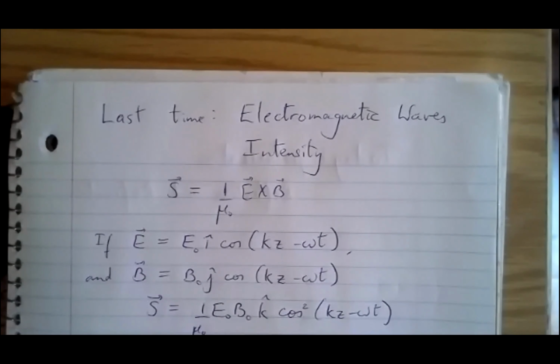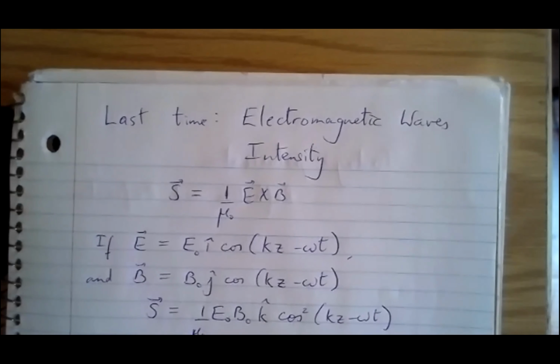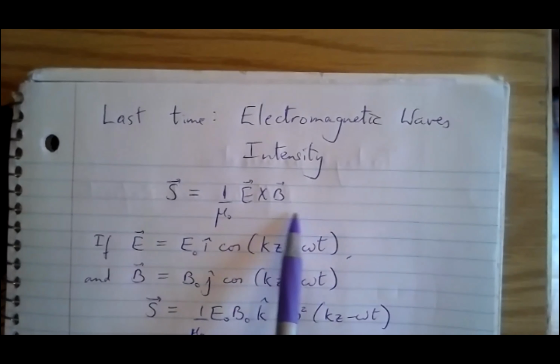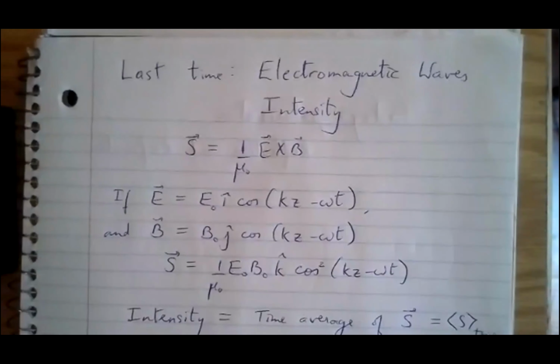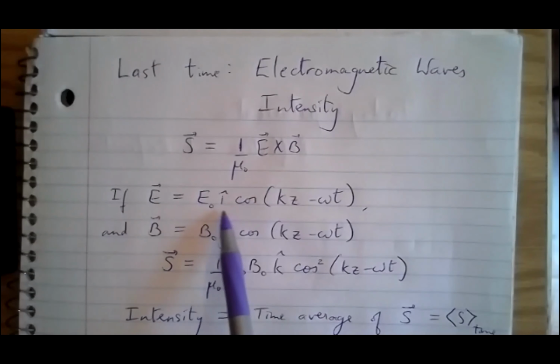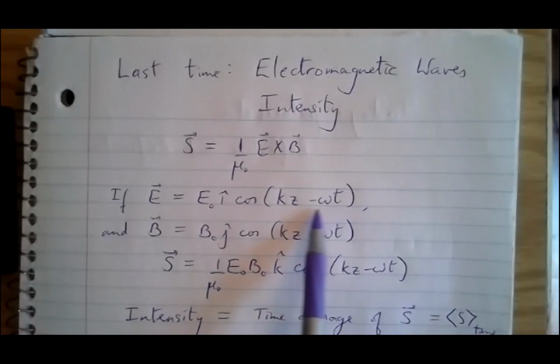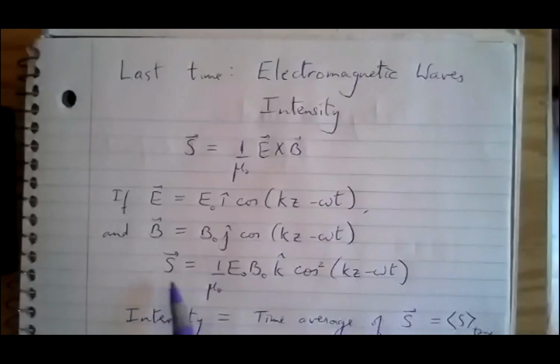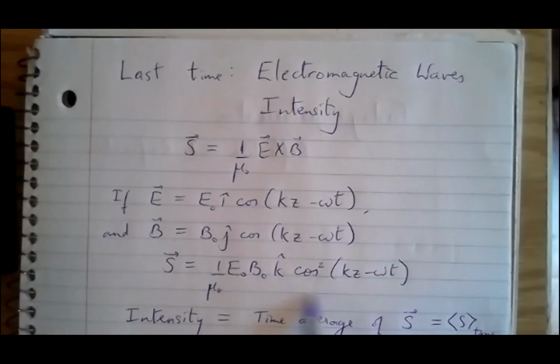Last time we were talking about electromagnetic waves and intensity. Just a brief reminder on that before we move on to polarization and reflection and refraction. We said the Poynting vector is 1 over mu naught E cross B. For an electromagnetic wave, E is E naught i hat cosine(kz minus omega t), and similarly for B. Doing the cross product, we end up with this expression for the Poynting vector.